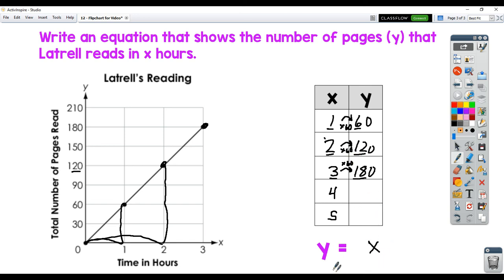So how could we write that equation? Y equals, what are we doing to x each time? You could say x times 60, the algebraic way, easy for you to say. To write that would be 60x, because that means multiplication. We're multiplying our x values by 60. So what would our value for 4 hours be? How many pages could Latrell read? And what would it be for 5 as well? See if you can figure those out.